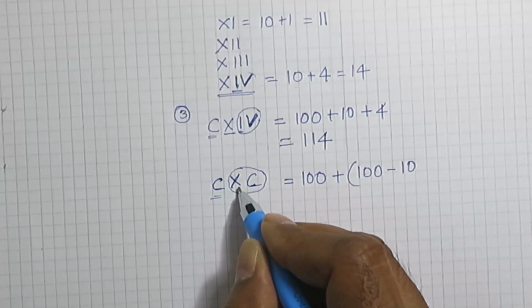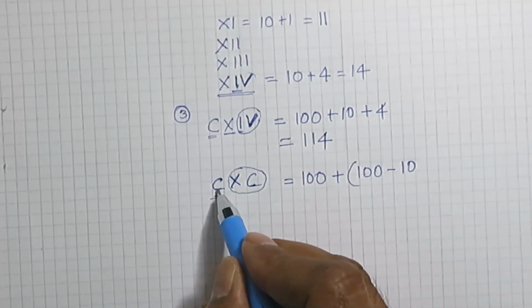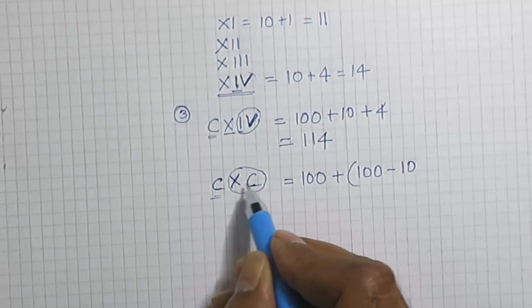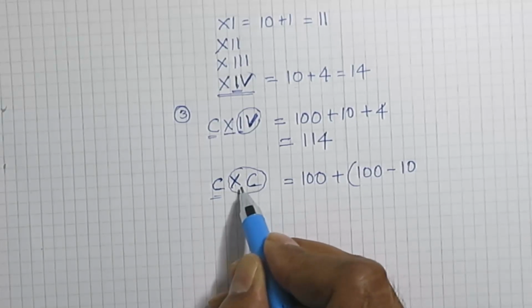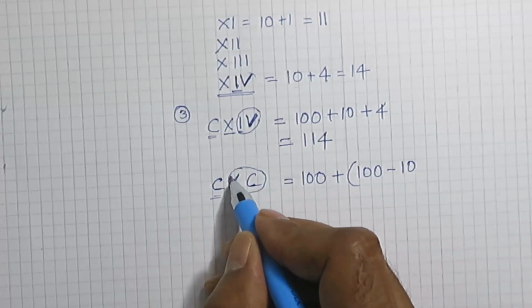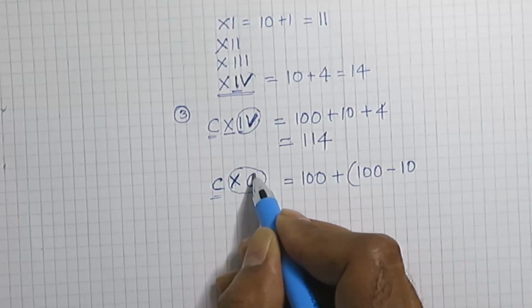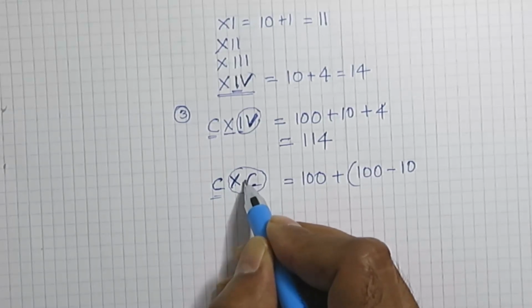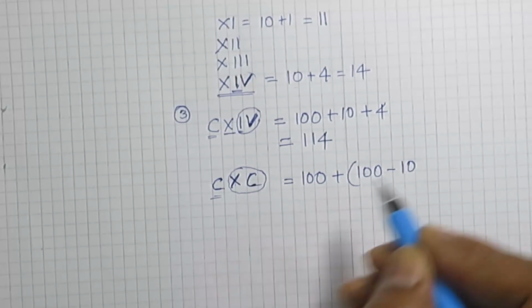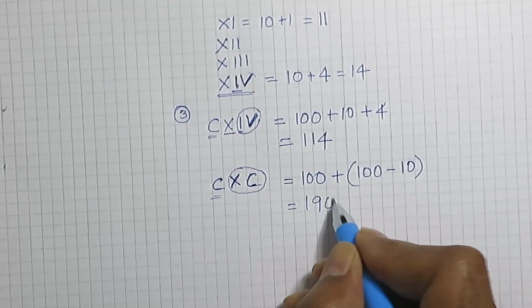So this will be written as 100 for this C, plus 100 minus 10, this one. Another way one could say that this is 100 plus 10 plus 100, but that is not the case, because according to rule number 3, any smaller numeral between two larger numerals will be attached to the numeral which is next on the right side of it. So this will be 190.